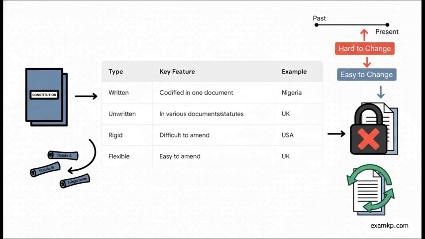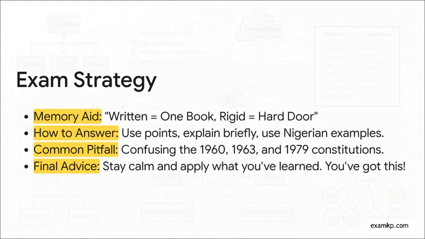Written equals one document, unwritten equals many. Rigid is hard to change, flexible is easy. Simple as that. So, here are my final thoughts for you. Use those little memory tricks like rigid equals a hard door to help you remember things when you're under pressure. When you're answering essay questions, structure your points clearly. And please, please, please go over the differences between the 1960, 1963, and 1979 constitutions one last time. But most importantly, take a deep breath and stay calm. You have done the work. You are ready. You've got this.